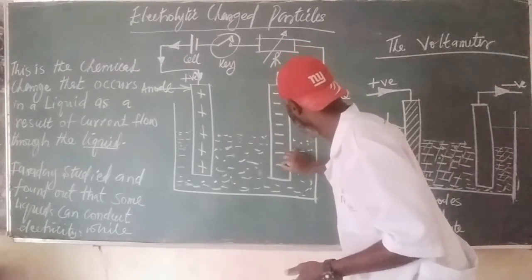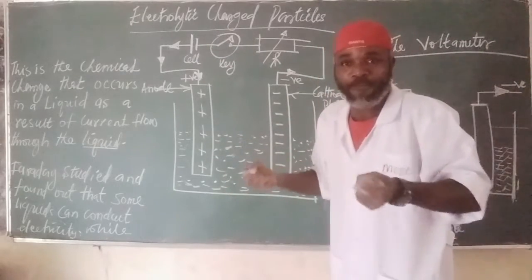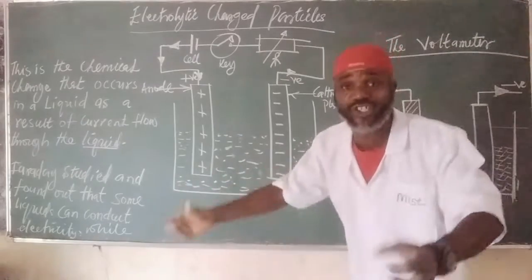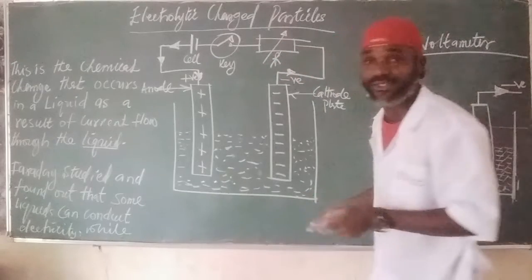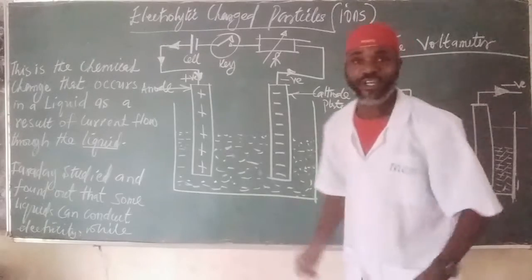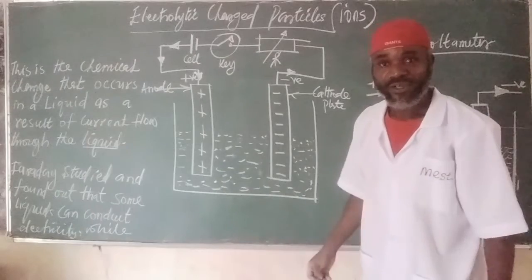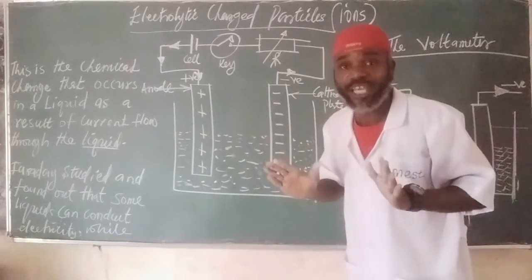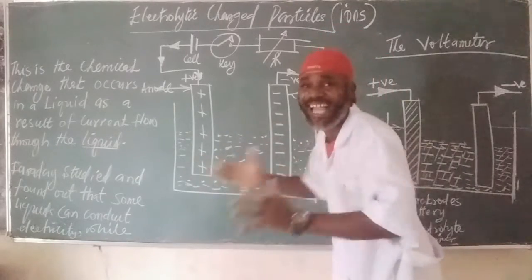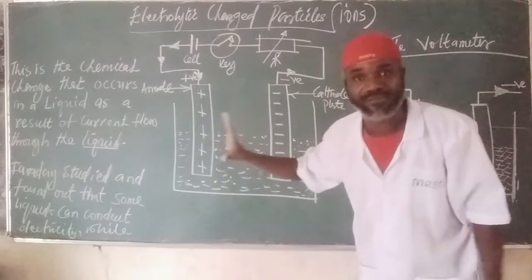Take notes. As soon as current begins to flow, they become charged. They become charged because they are ions. That's the meaning of charged particles, and the charged particles are referred to as ions. They become charged because there is current flow into the system. Their random movement stops immediately, and they begin to align themselves according to their various charge orientation.